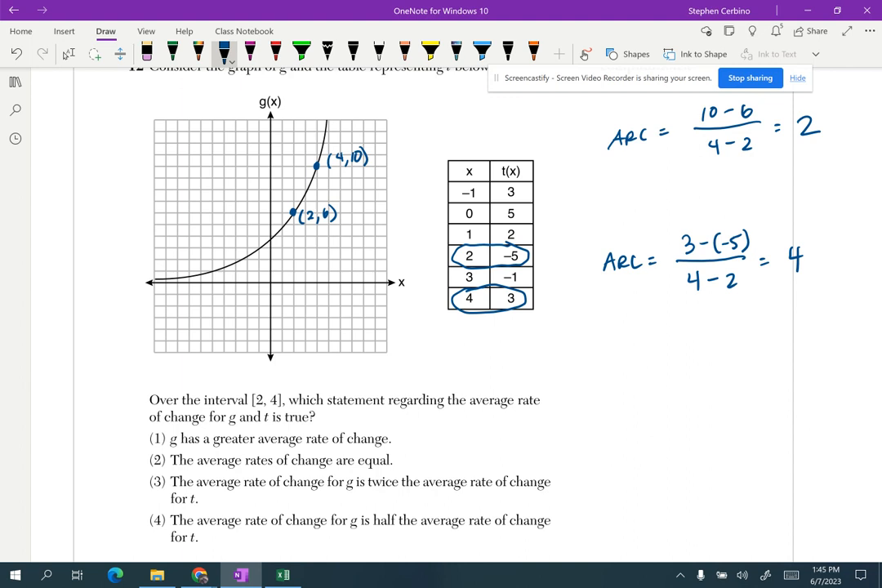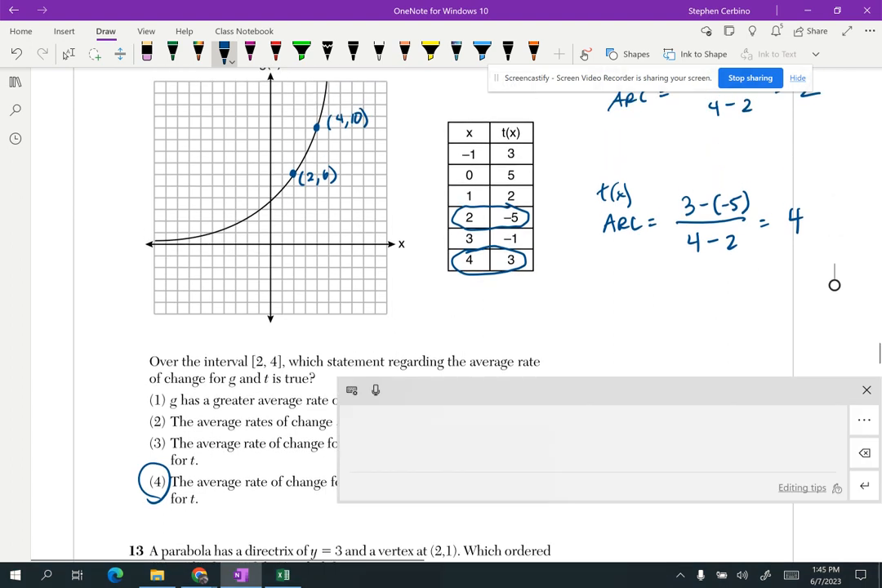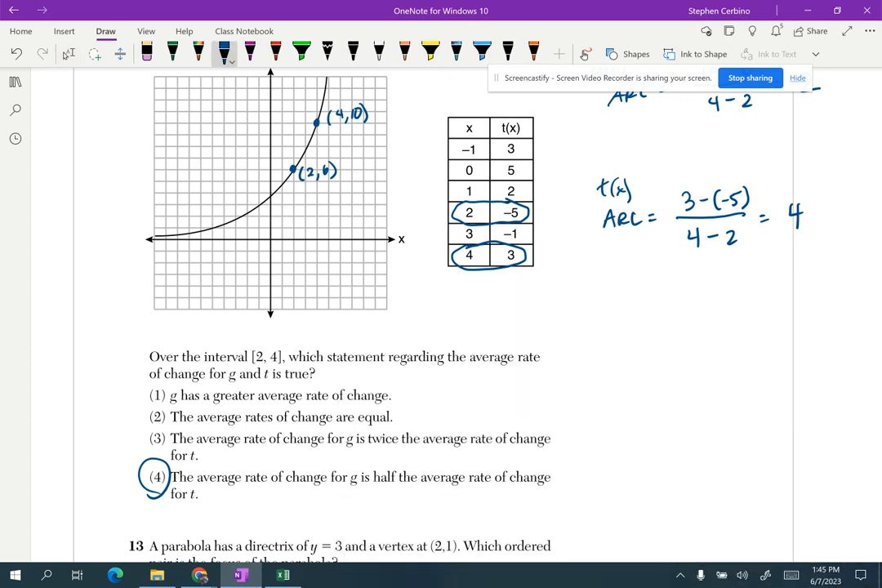So the average rate of change is not the same, right? G's average rate of change is smaller. This is g of x's average rate of change. This is t of x's average rate of change. And the average rate of change of t of x is double that of g of x. So we just have to figure out which one makes the most sense, which winds up being choice 4. The average rate of g is half of that of t because 2 is half of 4.